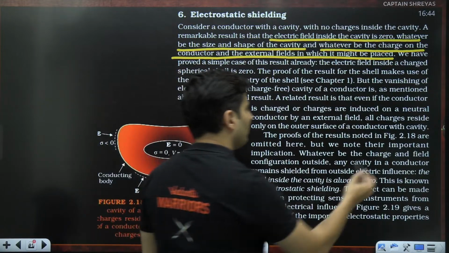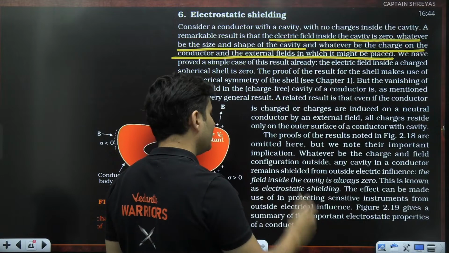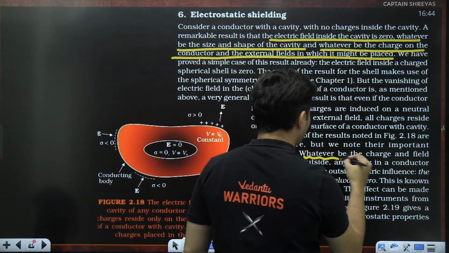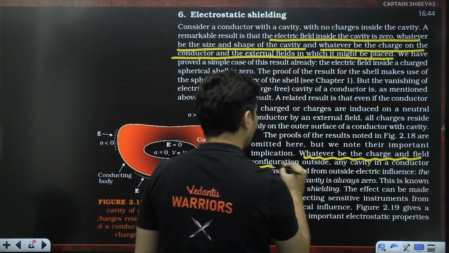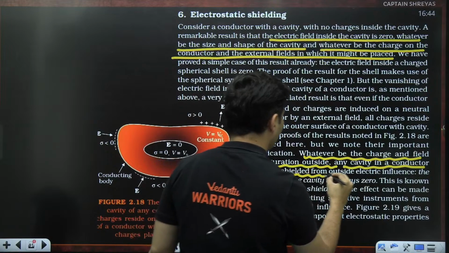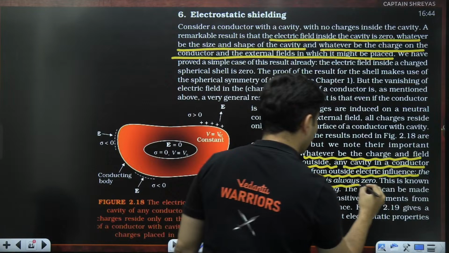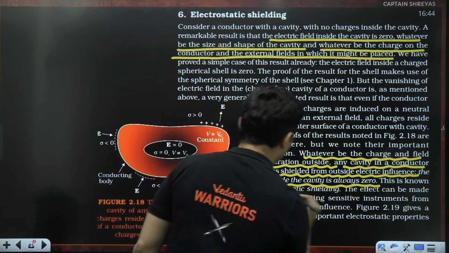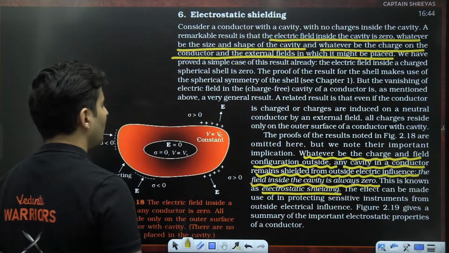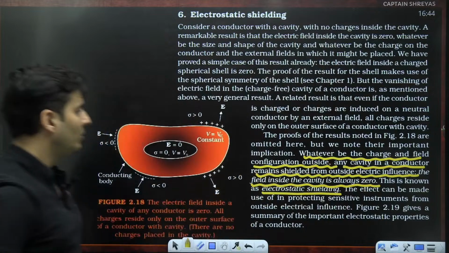Whatever be the charge and the field configuration outside, any cavity inside the conductor remains shielded. Just written in a different way. So whatever be the charge and the configuration outside, any cavity in a conductor remains shielded from outside electrical influence. The field inside the cavity is always zero. This is also known as electrical shielding. The effect can be made use of in protecting sensitive instruments from outside things. The main takeaway is over here only.